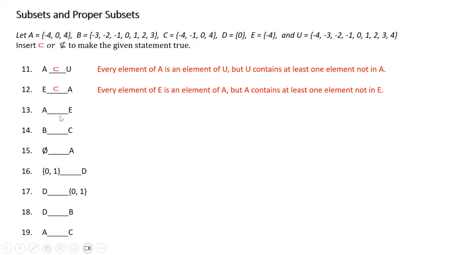Okay. Now let's reverse it. Instead of E first and then A, let's put A first and then E. So set A is -4, 0, 4, and set E is just -4. So this will be the second symbol, because every element of A is not an element of E. That'll be the second symbol.